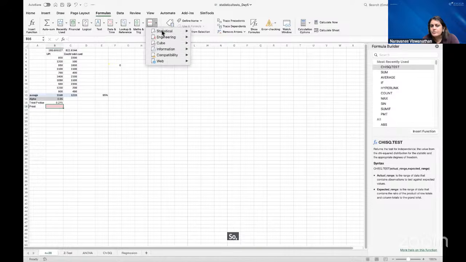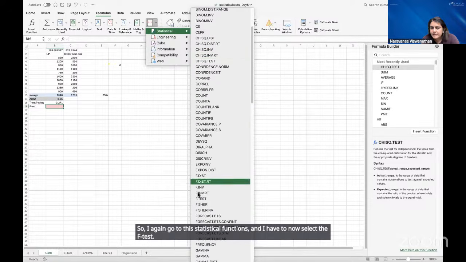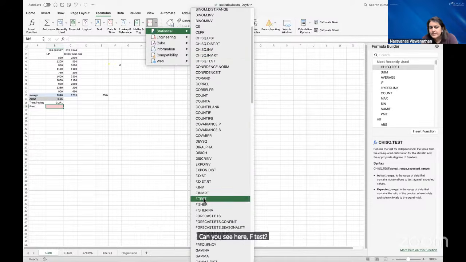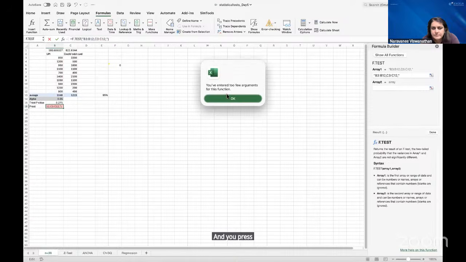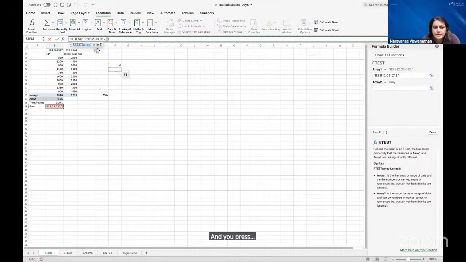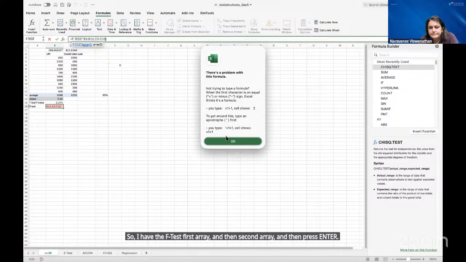So I again go to the statistical functions and I have to now select the F test. Can you see here, F test? Select this. So in the F test, what are the things that go inside it? You take the first array, then you take the second array, right? And you press, sorry, you can see. So I have the F test, first array, and then second array, and then press enter.